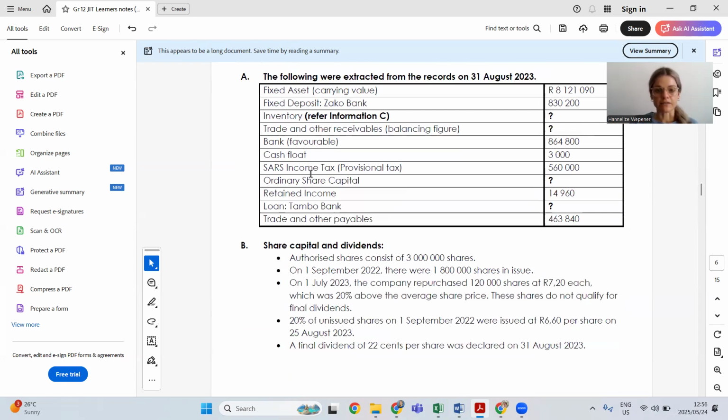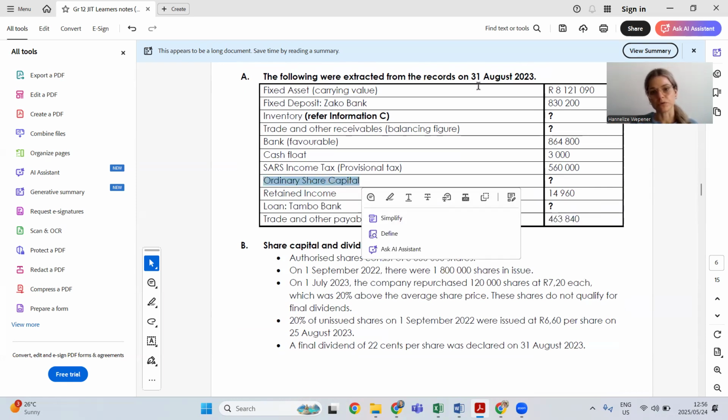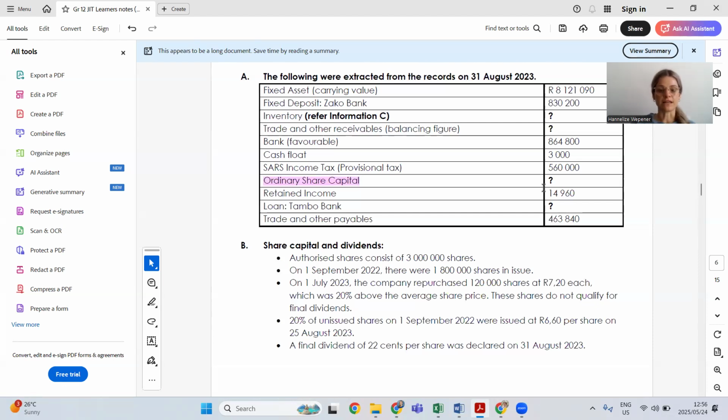If we're looking at the information A, you'll see that ordinary share capital has a question mark. So we don't know what that is. So we now need to go and do all the relevant calculations for us to be able to determine our ordinary share capital at year end so that we can then use that in our SFP as well.